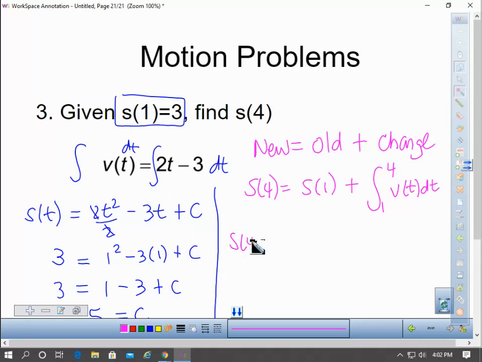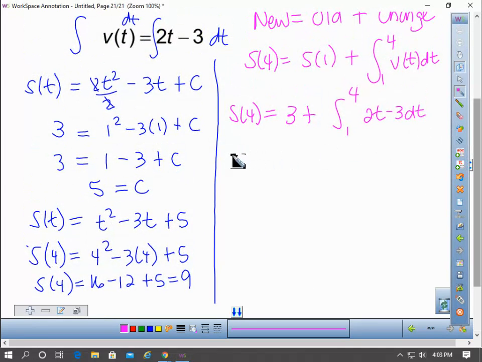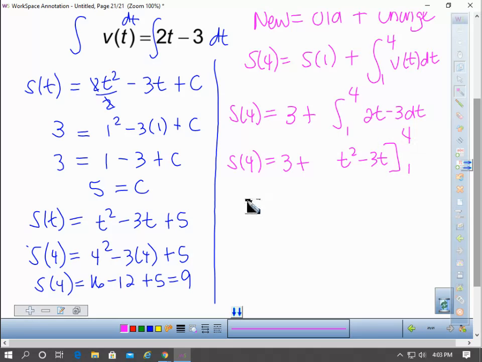So all I have to do is do this problem this way. So s of 1 I already know is 3 plus. Now I can just put the velocity equation in here. v of t was 2t minus 3. So I'm really doing this. I'm integrating 2t minus 3. So s of 4 equals 3 plus, what's the antiderivative of this guy? Well, that again is t squared minus 3t. I don't need the plus c because I'm going to evaluate from 1 to 4.